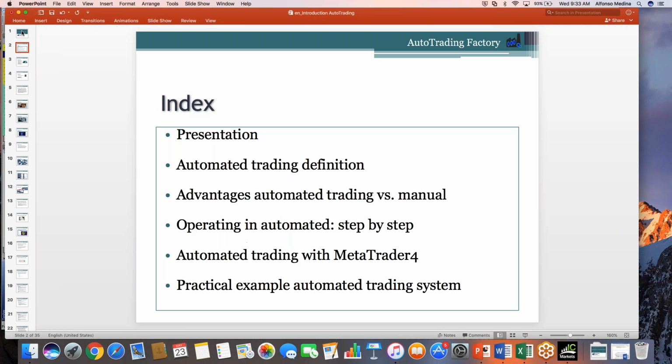So this is what we're going to see today. First, we're going to present ourselves as a company, and then we're going to go into automated trading definition, its advantages over manual, how we are going to operate it step by step. Then we're going to see the MetaTrader, which is a trading platform used for automated trading. And then we're going to go over a practical example. We're going to also run a backtest and optimization example as well.